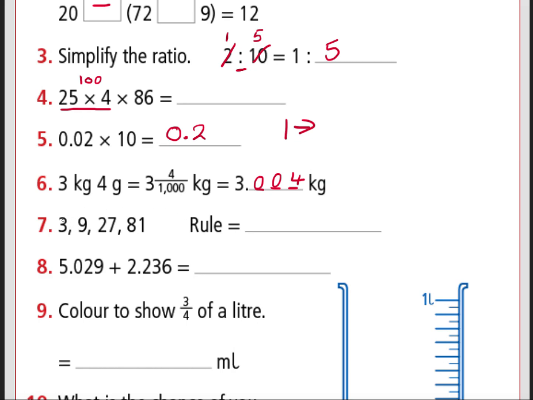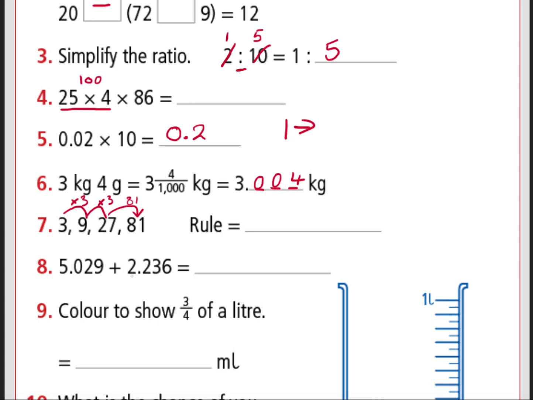Now, what do we do from 3 to get to 9? Okay, from 3 to 9, well, we're multiplying it by 3. Okay, from 9 to 27, looks like we're doing the same there. Okay, 3 times 27 gives us 81. So what is our rule? I'd like you to write it out, what it is that we're doing there.